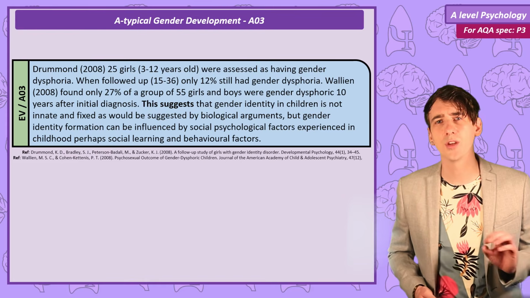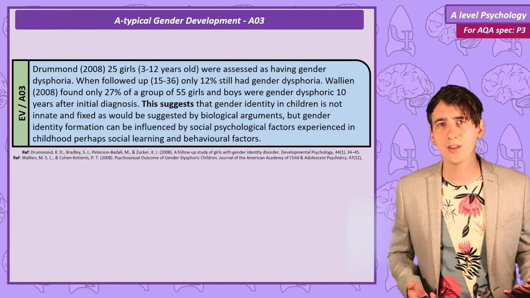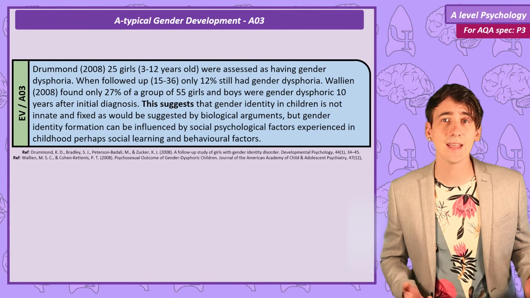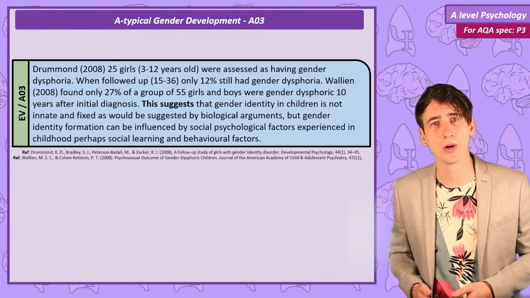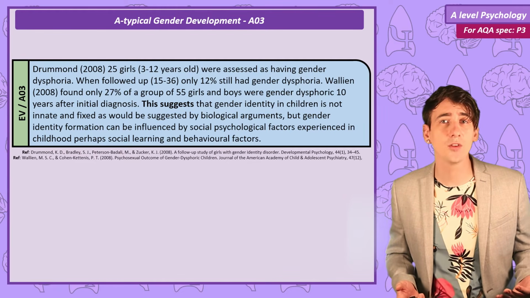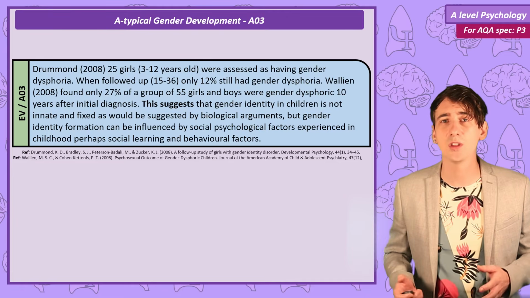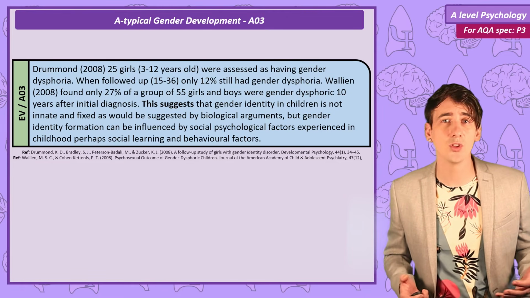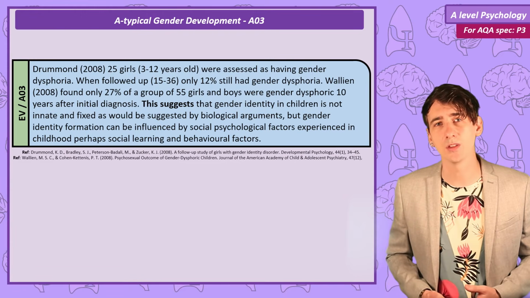Now, while these results are not direct evidence of psychological effects on gender, they do suggest that in early childhood gender identity isn't fixed, as we would expect if we took a purely biological approach. Social psychological factors like social learning theory are much more able to explain these shifts in gender identity, children adjusting their gender identity and behaviour on the basis of their experiences.